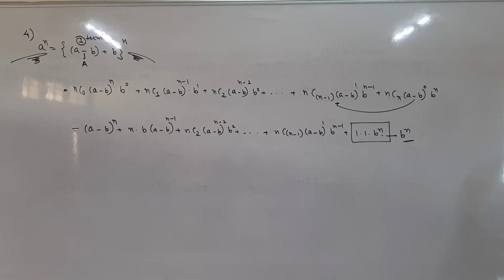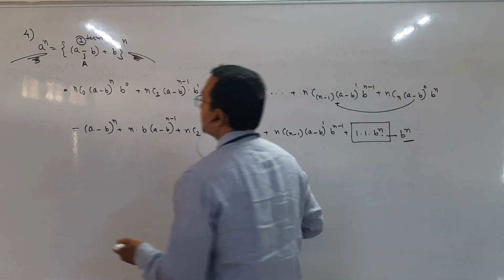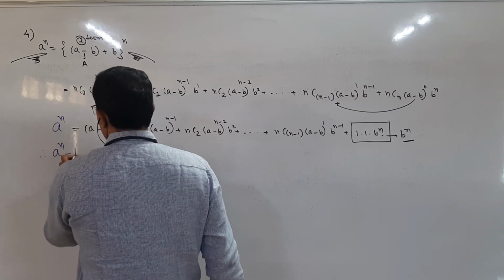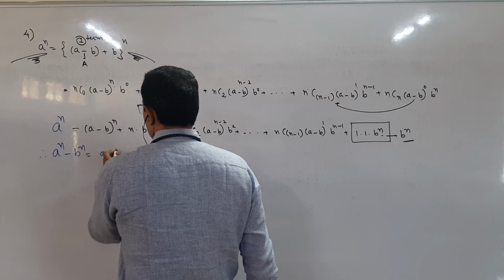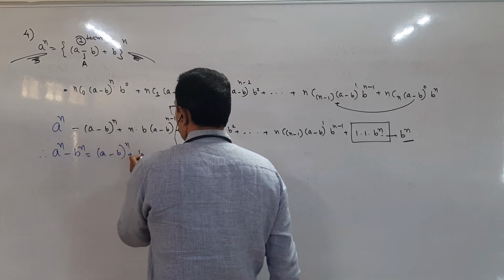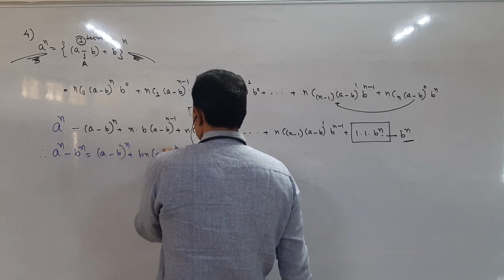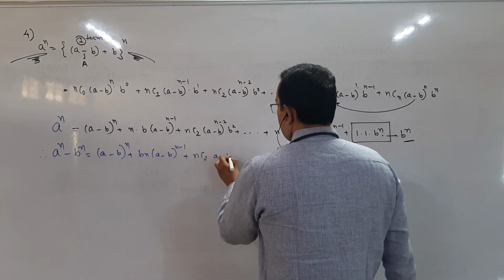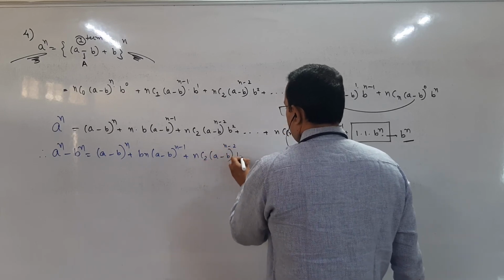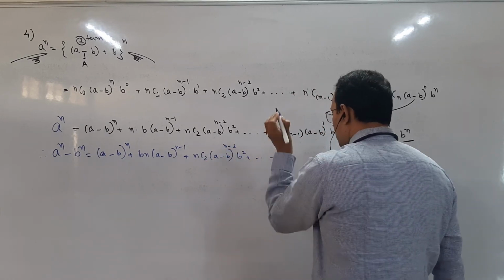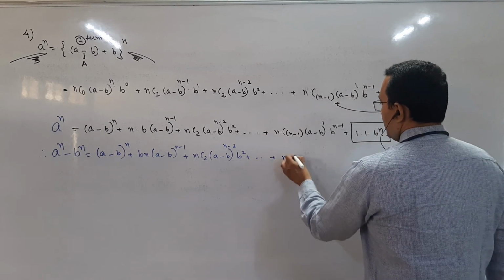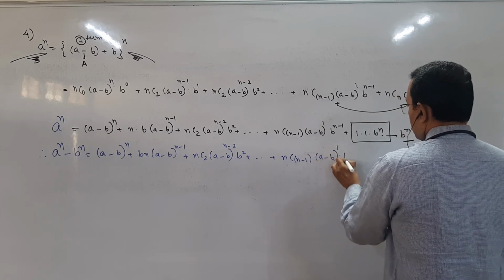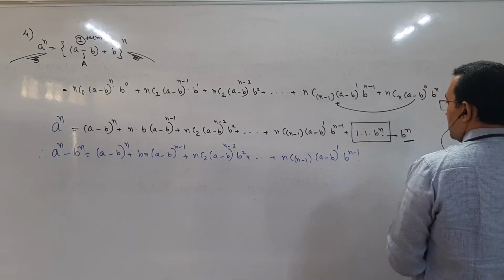Students, now b raised to n I am transferring from the left. Already we have a raised to n. Therefore, a raised to n minus b raised to n is equal to a minus b raised to n, plus nb, a minus b raised to n minus 1, plus nC2, a minus b raised to n minus 2, b square, up to nC(n minus 1), a minus b raised to 1, b raised to n minus 1.